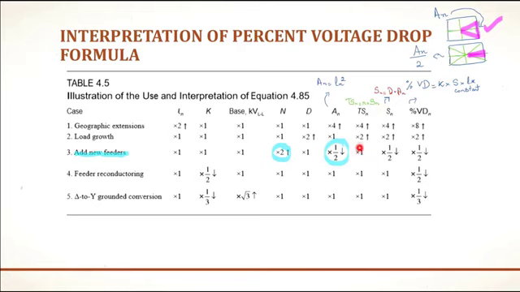Now let's see the impact on percentage voltage drop. So if you see over here, K is not being changed, length is not being changed. What about load served by one feeder? That is being reduced to 1/2. You can see over here. This is being reduced to 1/2 and correspondingly percentage voltage drop is being reduced to 1/2.